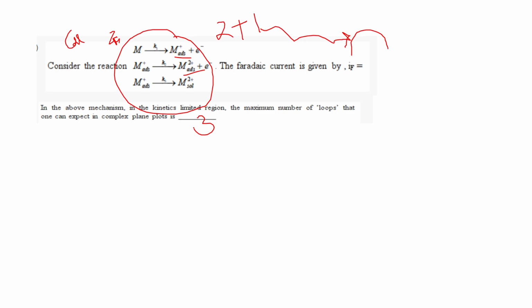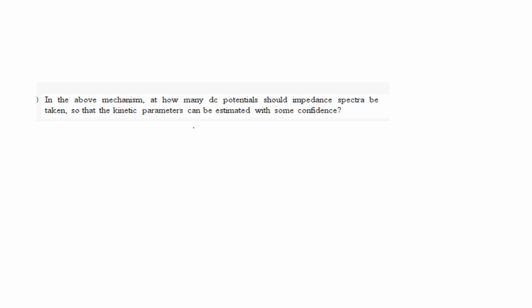Okay. In the above mechanism, at how many DC potentials should impedance spectra be taken so that the kinetic parameters can be estimated with some confidence? Any answer? Here, what do you mean by with some confidence? What is the meaning of that terminology?